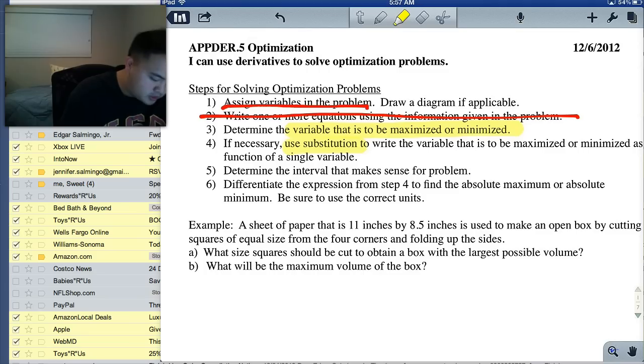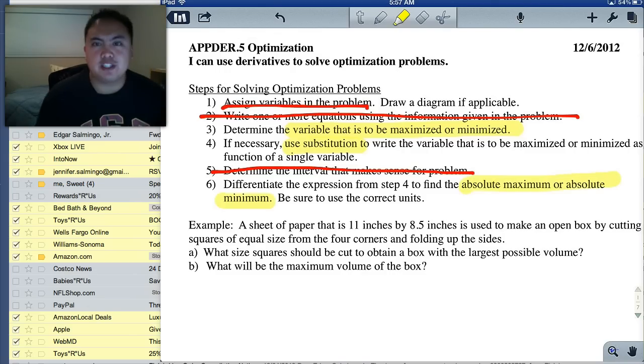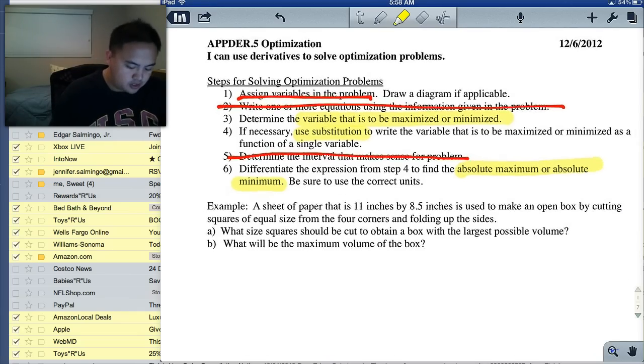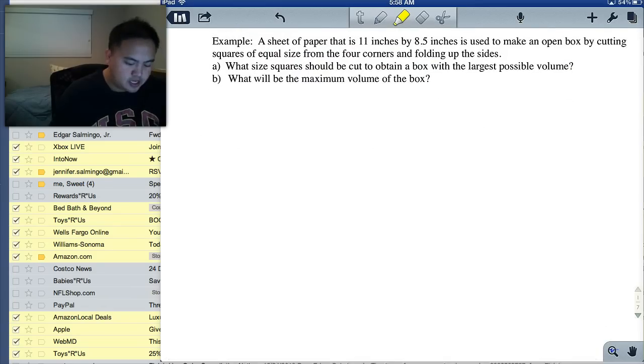Okay, we're going to skip over this interval that makes sense, and then we're going to find the absolute maximum and minimum. So it's really a 3-step process, or draw a picture and then a 3-step process. Again, it won't make sense until you actually do this. So again, as you noticed, this first example looks exactly like what I just did.